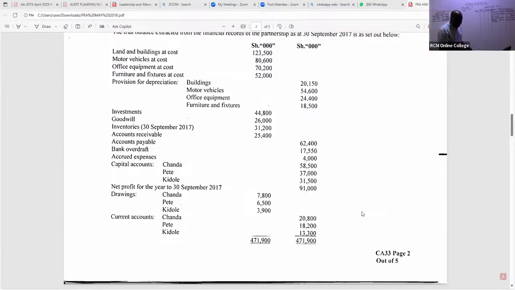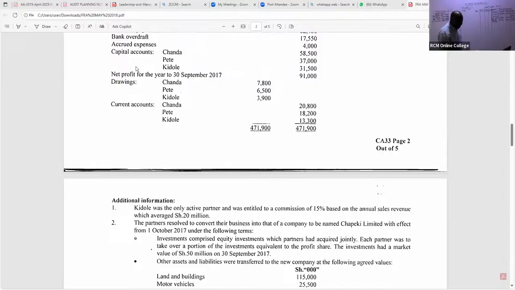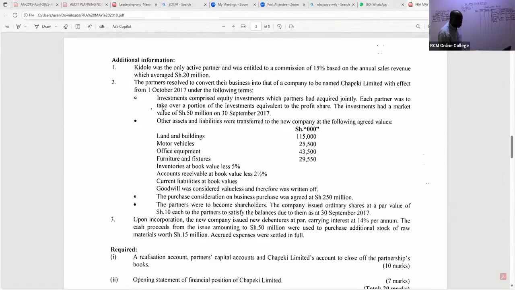Let's continue looking at which assets were taken to the new company. Which other assets were taken to the new company? So as you proceed, they also tell you there was inventory. So when you look at inventory, they're trying to tell you something that can confuse you. Book value, don't go for that. Once you establish from this note that inventories were taken over by the new company that was formed from this partnership, you go back to the net book value.